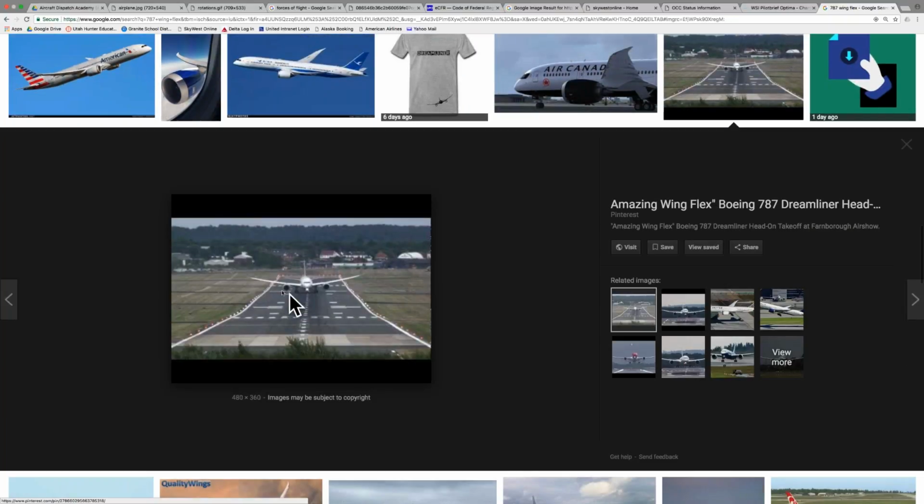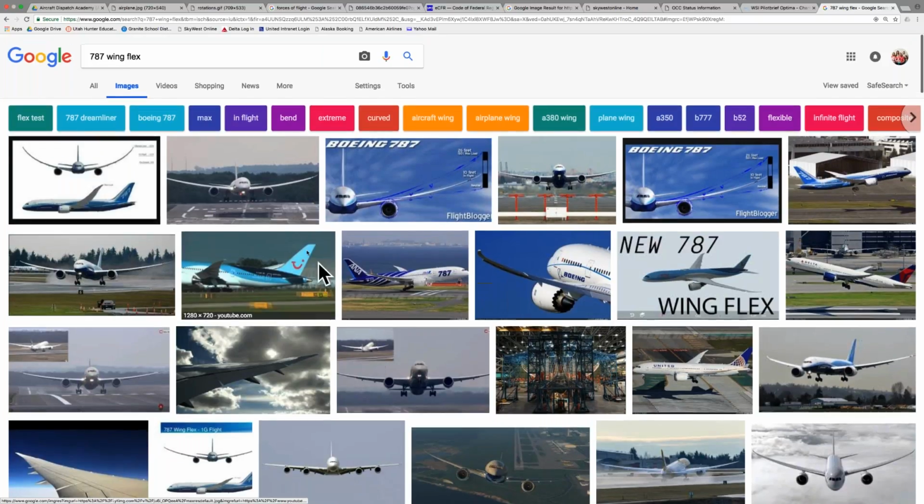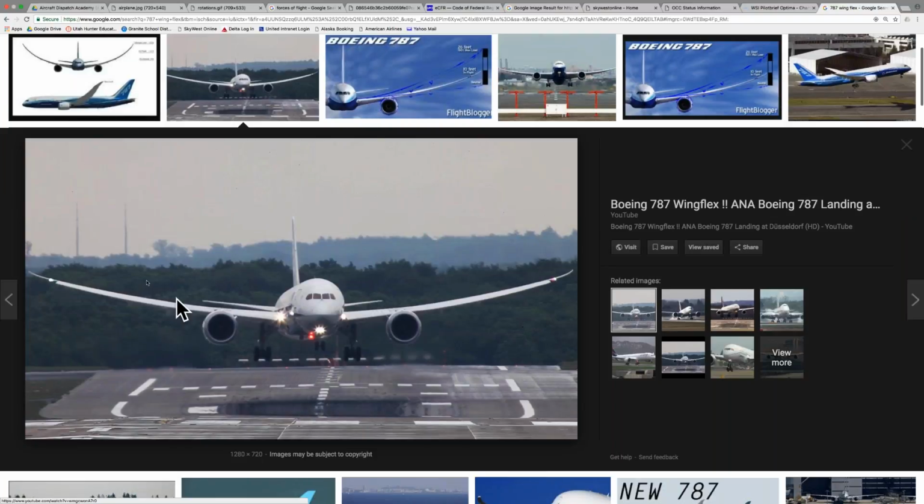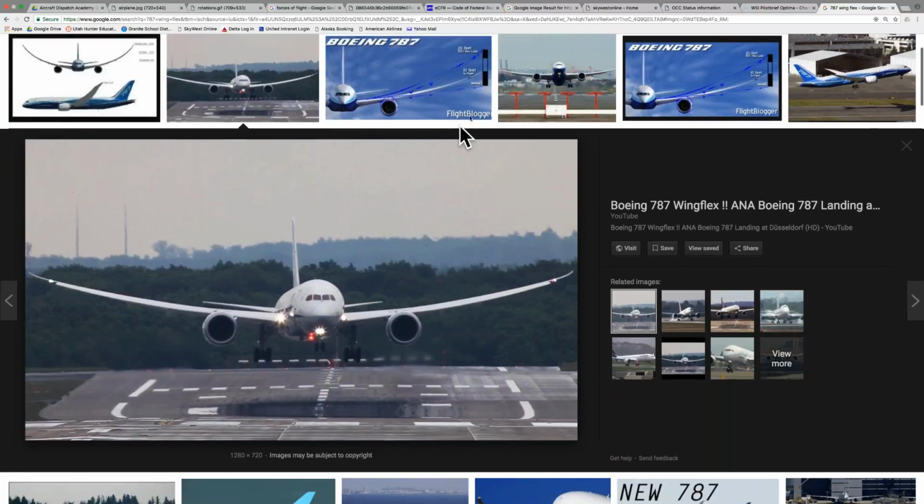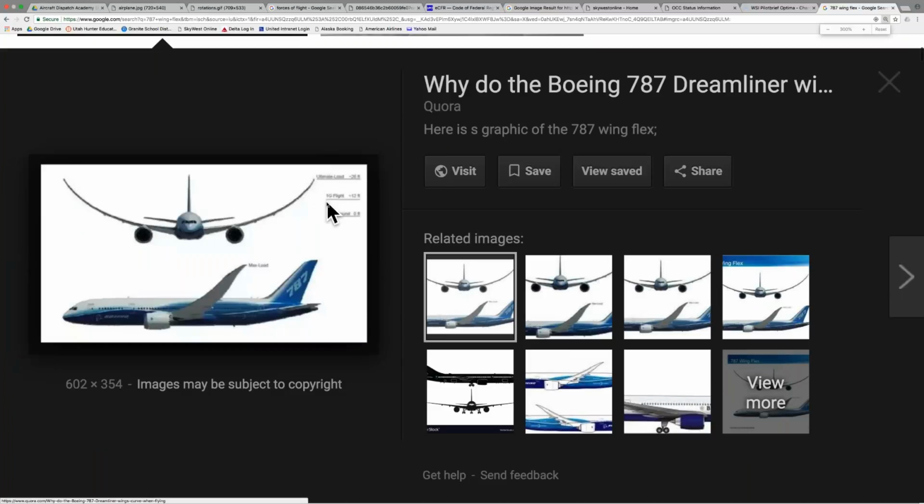So you can see this guy's on the ground. He's still moving. So the wings kind of create this V shape. But look at when they're generating lift, they get even more load, and those wings can flex a pretty insane amount.